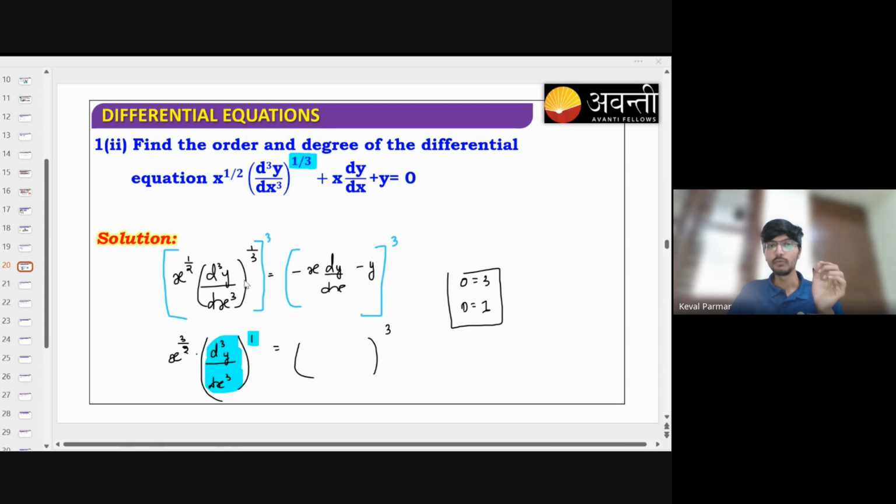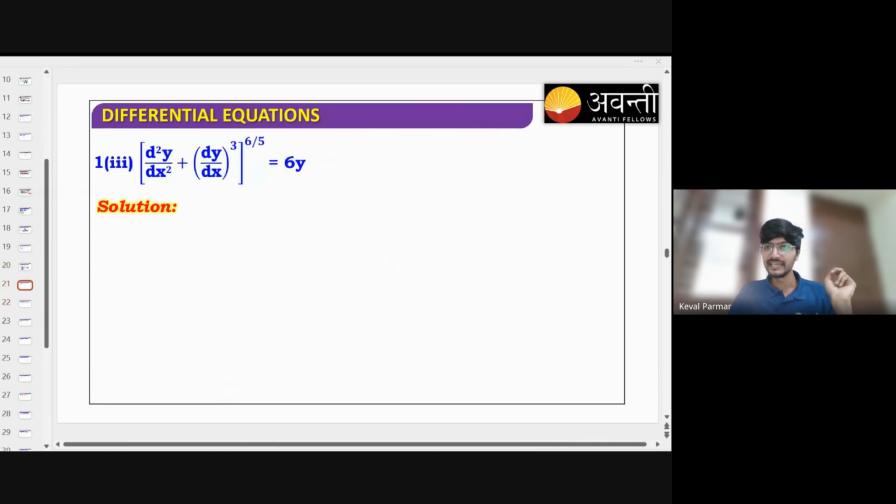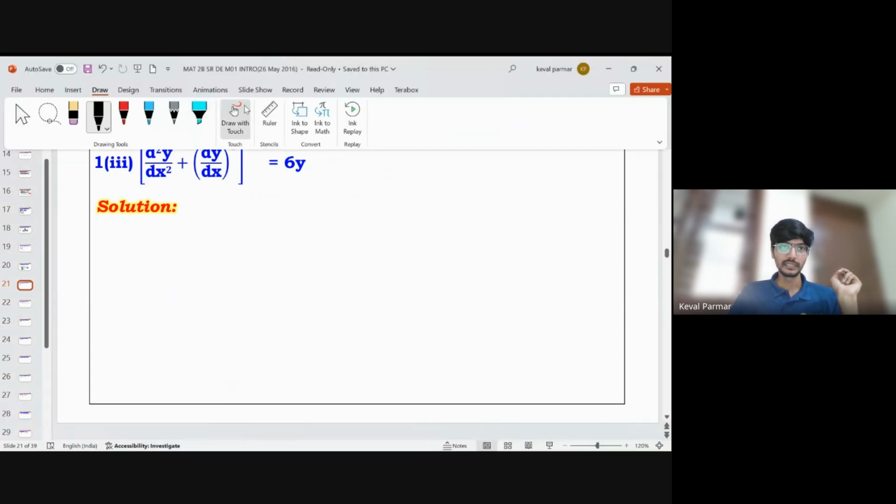It was 1/3. What we did, we cubed on both the sides. So 3 and 3 will get cancelled. 1 will remain. Got it? Right? It's simple. Akhil, got it? Okay. The second one's answer, order 2, degree 6. Super. Chalo, Akhil, did you understand this?